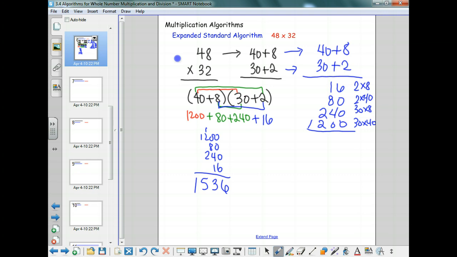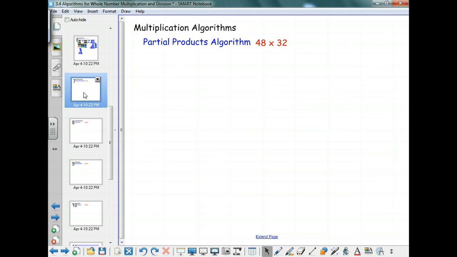I want to show you one other way of doing it that I think is, again, we're doing the same answer no matter how we do it, but it's really friendly because it has a great picture for it. Can I switch the slide? Okay. All right, this is called partial products, but again, it's just like what we just did. We're going to separate the 40 into 40 plus 8, and the 32 into 30 plus 2. But what we're going to do is we're going to write a box down.